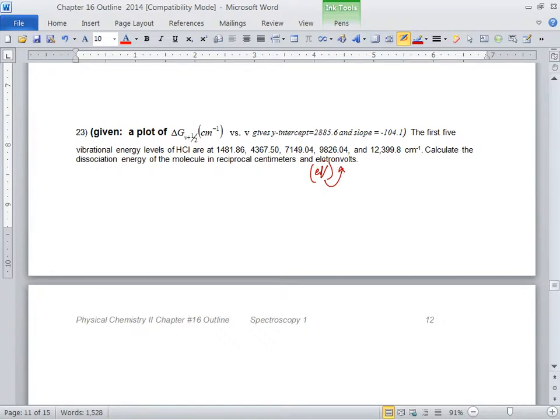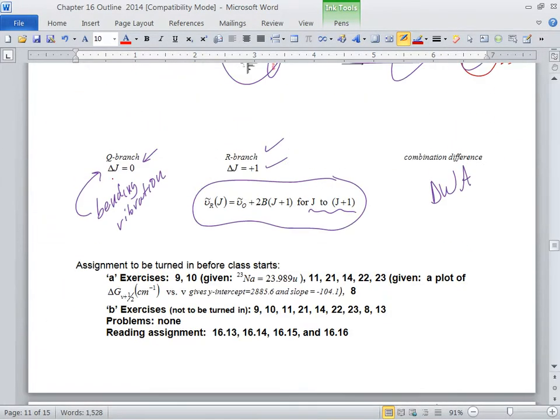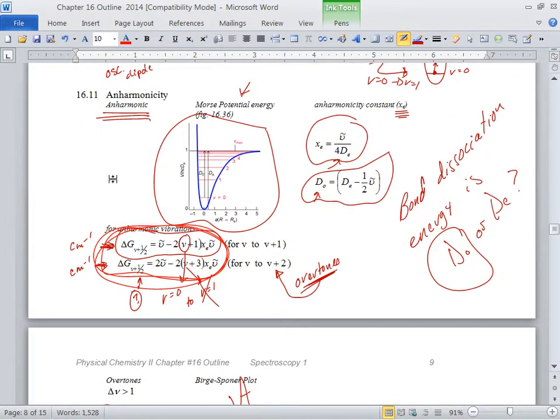They want the dissociation energy. What's the mathematical symbol for that? D0. Okay. Well, maybe we can get lucky. Let's start there. What's the equation for D0? Here it is.